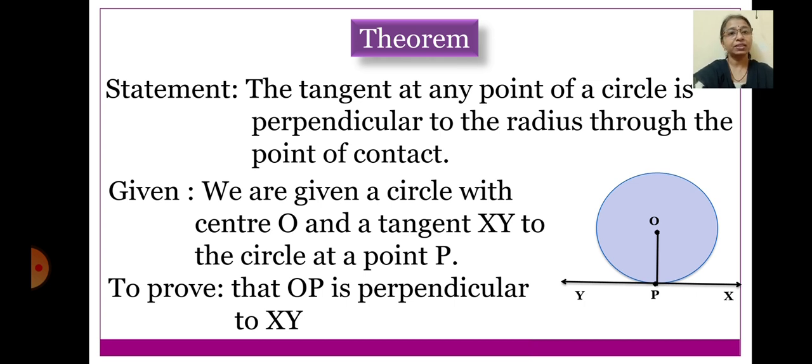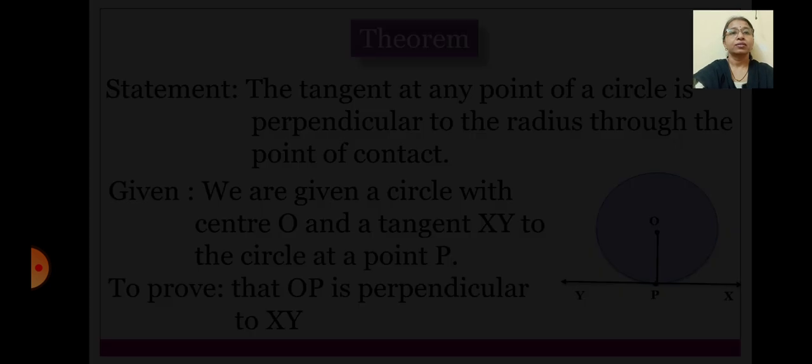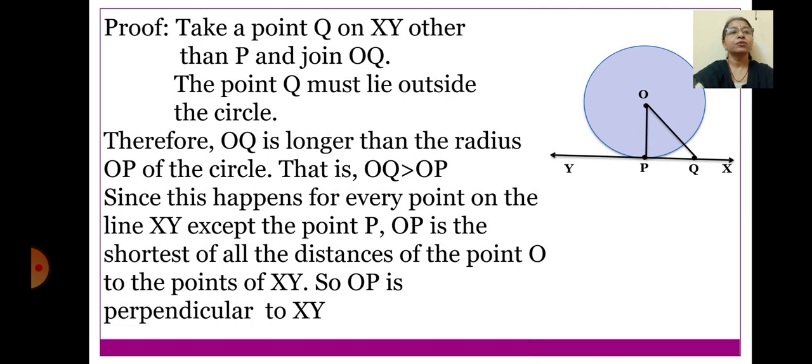So write down the given things first. We are given a circle with center O and a tangent XY to the circle at a point P. To prove that OP, which is the radius of the circle, is perpendicular to XY. Now let us see how to prove that. To prove this, we have to take a point Q on the tangent line XY, right?